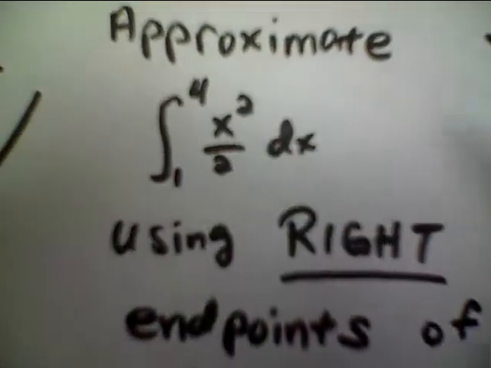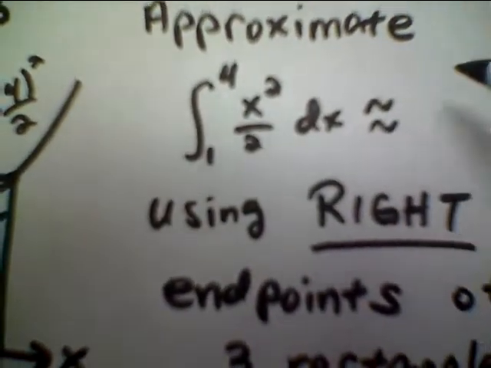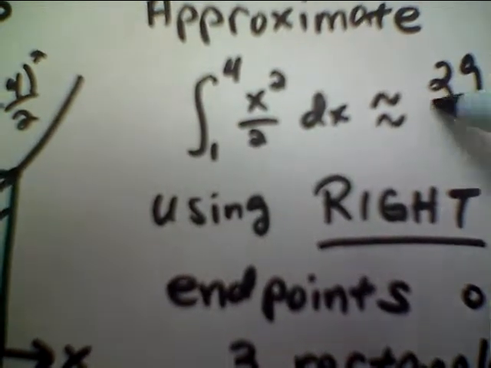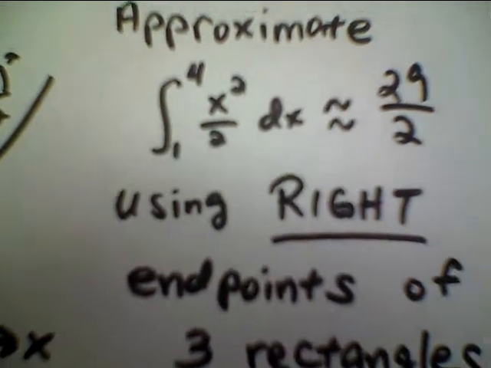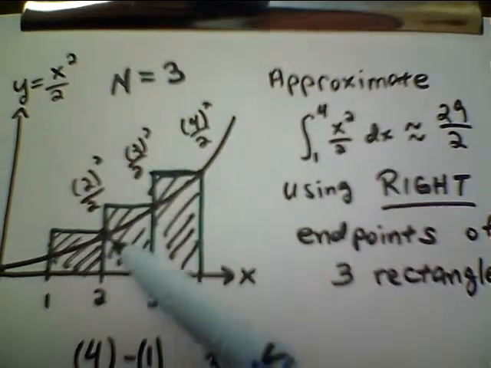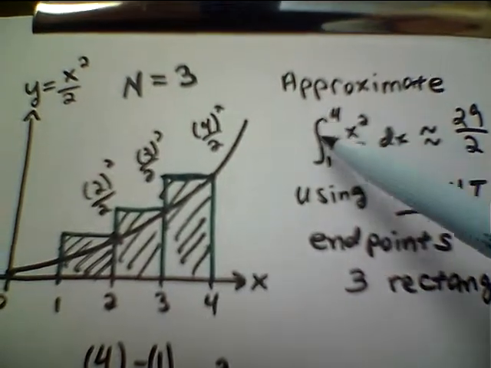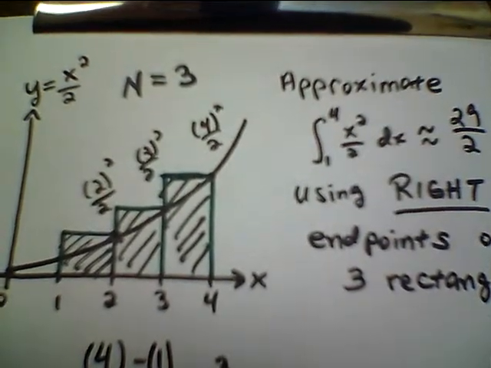So this integral is approximated by the sum of the rectangles, which gives us 29 over 2. So the sum of these 3 areas gives us 29 over 2, and that's the approximate area under the curve given by that expression.